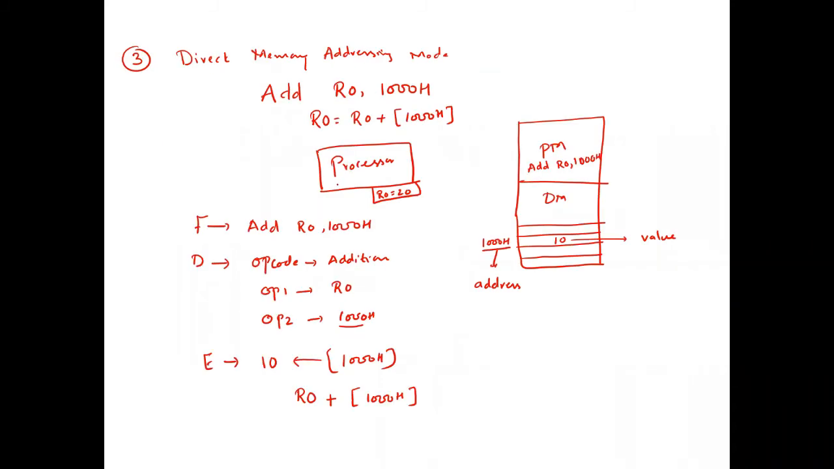Now in direct memory addressing mode, 1000H is the data memory location and its content needs to be added with the content of R0. So this method we call direct memory addressing mode. Remember that the next one we call register indirect memory addressing mode. In this addressing mode, we are not going to mention, for example, add R0, 1000H. If I mention that, then this becomes direct memory addressing mode.